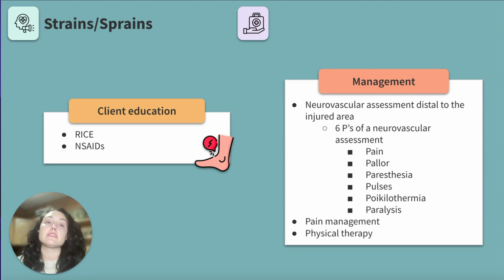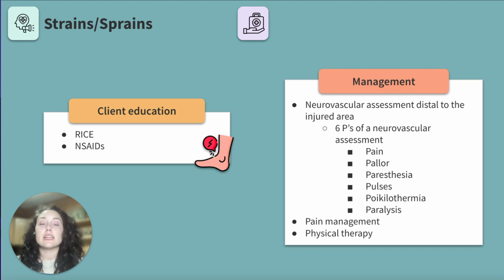Is it pale in comparison to the surrounding area or limb? Paresthesia, is there a tingling sensation? Pulses, comparing pulse strength above and below the affected area. Poikilothermia, is there an inability to regulate temperature? Is the distal limb cool to touch?